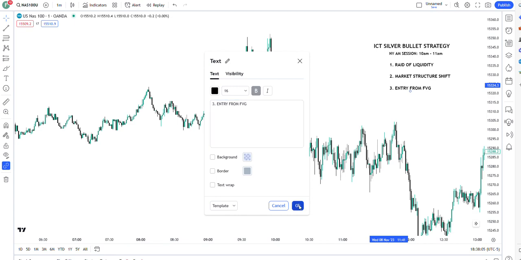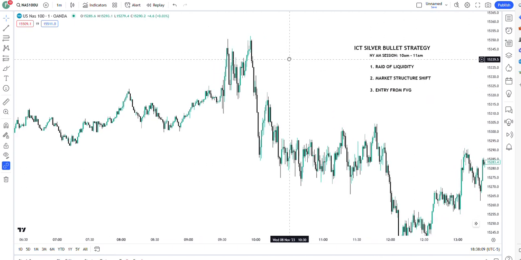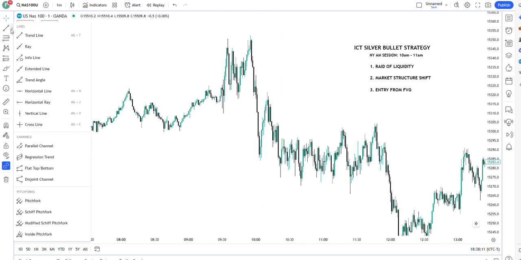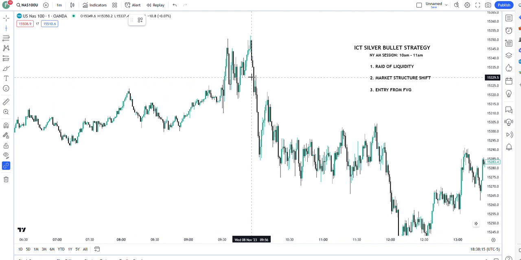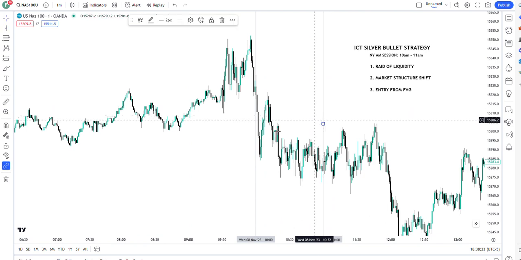Now this is the most basic silver bullet entry model. So this is what ICT has dubbed the silver bullet strategy. And what we're going to do is we're going to actually outline this here. And we're going to go, okay, vertical line from 10 o'clock, right? 10 o'clock here to 11 o'clock. Cool.